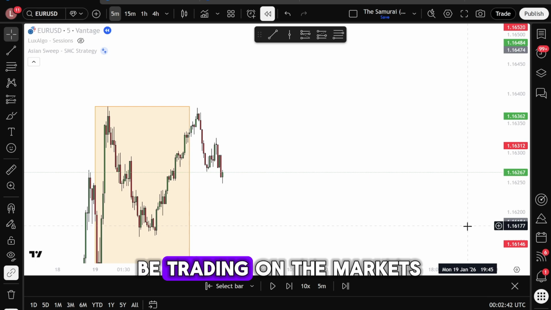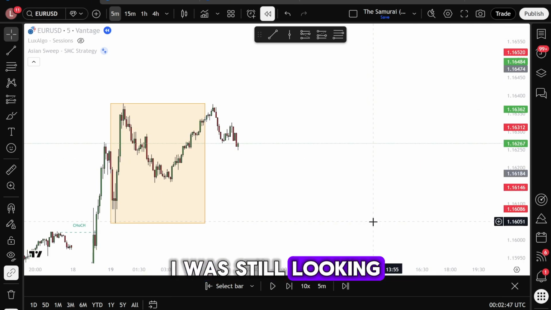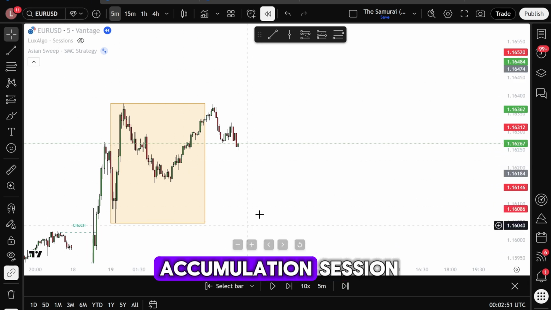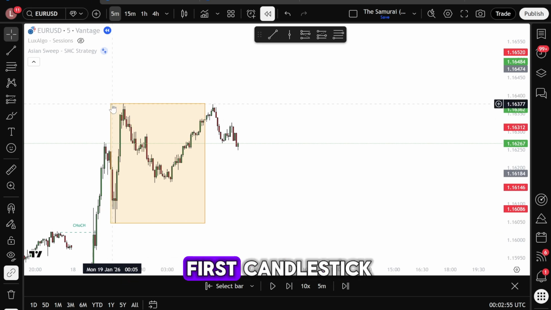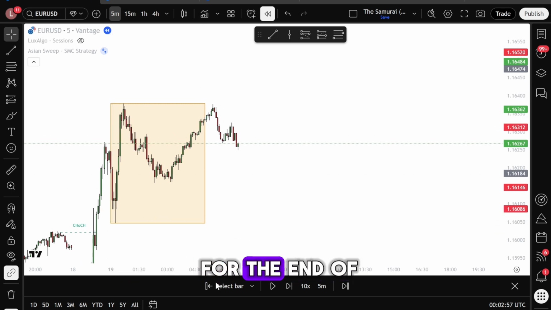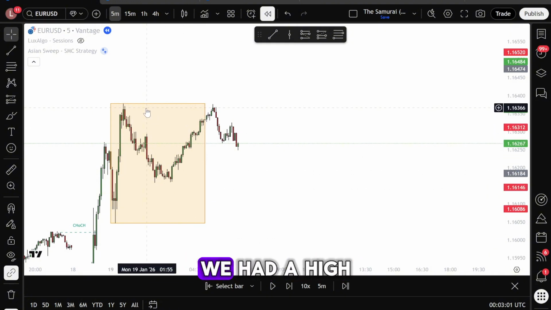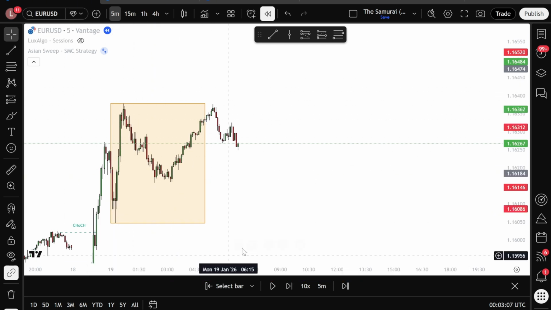If I was to be trading on the markets, obviously, as I mentioned, I wasn't because of that bank holiday. I was still looking at what was happening in the markets. Now, as you can see on this, this was a valid accumulation session. Reason being, the low wasn't the first candlestick, the high wasn't the first candlestick, and then vice versa for the end of the session. So the low or the high wasn't formed by the last candlestick. As you can see, we had a high that formed here and we had a low that formed here, and then we had sort of like a choppy sideways price action here.